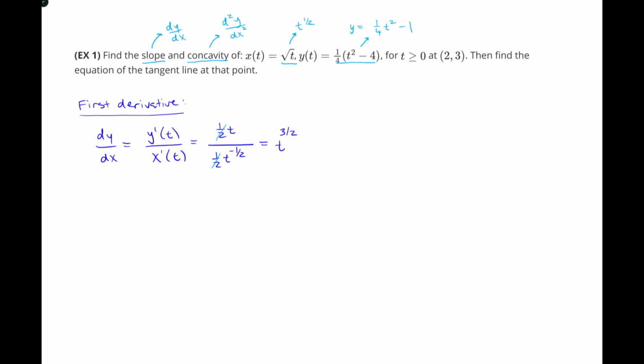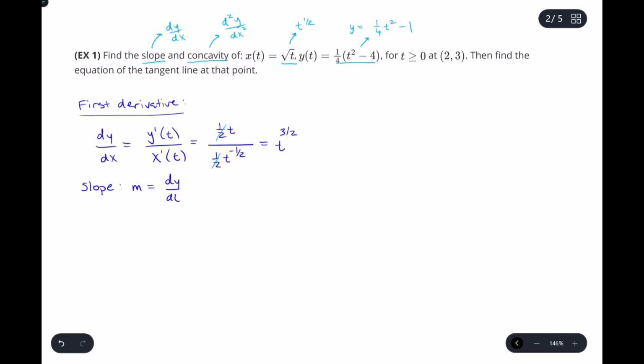Now, if I want to find the slope, what I need to do is evaluate the first derivative at the point given. But the thing is, this is a function of t, not of x and y. So I can't just plug in 2, which is normally what I would do for a derivative when finding a slope. I have to figure out what value of t results in the point (2, 3). So you can do this in 2 different ways.